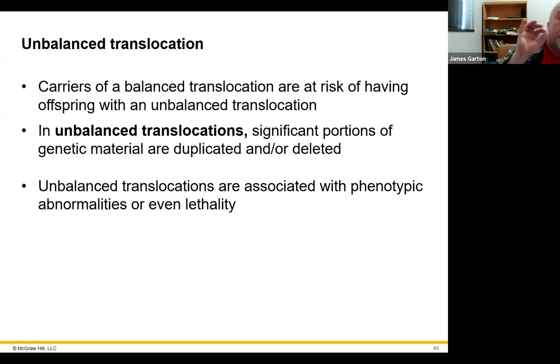And then you can have what they call an unbalanced translocation. Pieces of the genetic material are duplicated or deleted. These unbalanced translocations cause a change in copy number of the genes, and that can have severe effects, severe disorders, or even death.